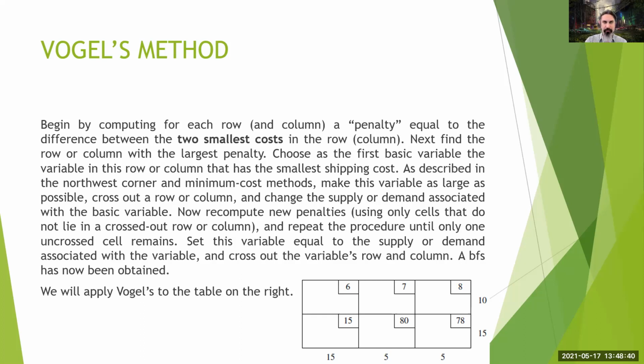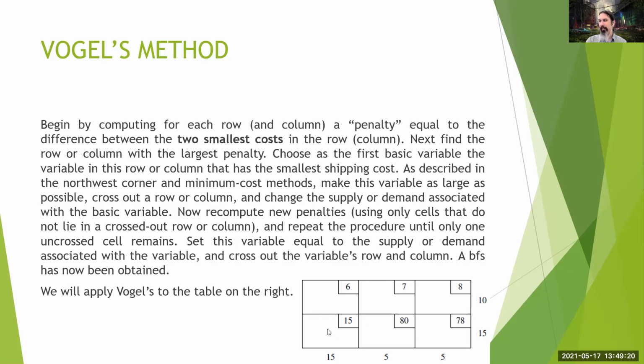Vogel's method says that you just pick the 2 smallest costs in each row and column and find the penalty value for not assigning to the least value in there, which means that let's take a look at this table. 6, 7, 8, 15, 80, 78. Now, for the first row, the 2 least possible costs are 6 and 7. So the difference is 1. If I don't give the cost of 6 its most possible supply or demand, 7 can take over for it for this row. So instead of 6, I can use 7. It's not that much of a penalty.